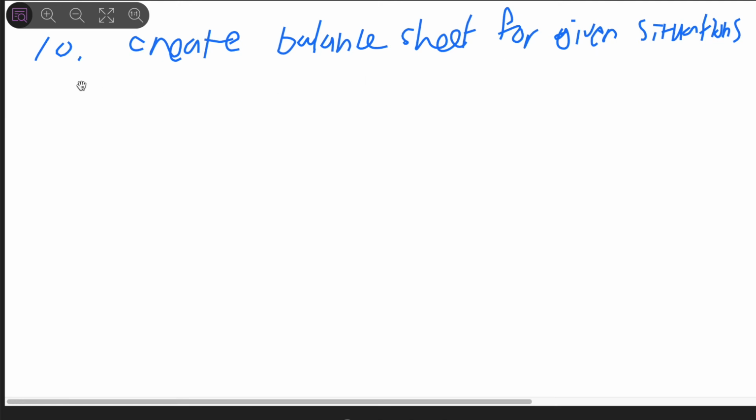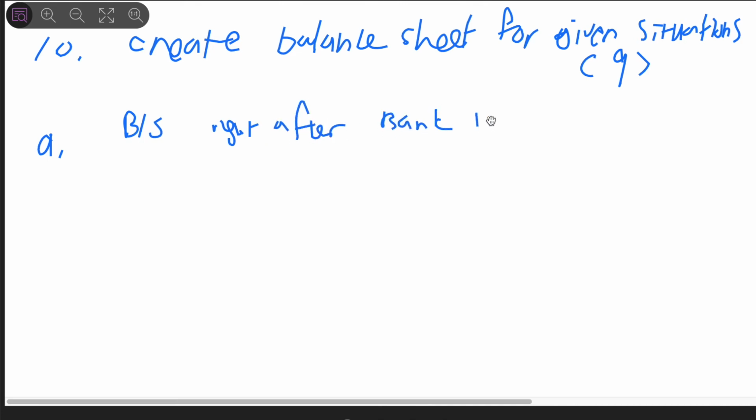So what is the given situation? It's the situation of number 9, right? Part A was asking for the balance sheet just after it got its bank loan, right? So create a balance sheet right after the bank loan.